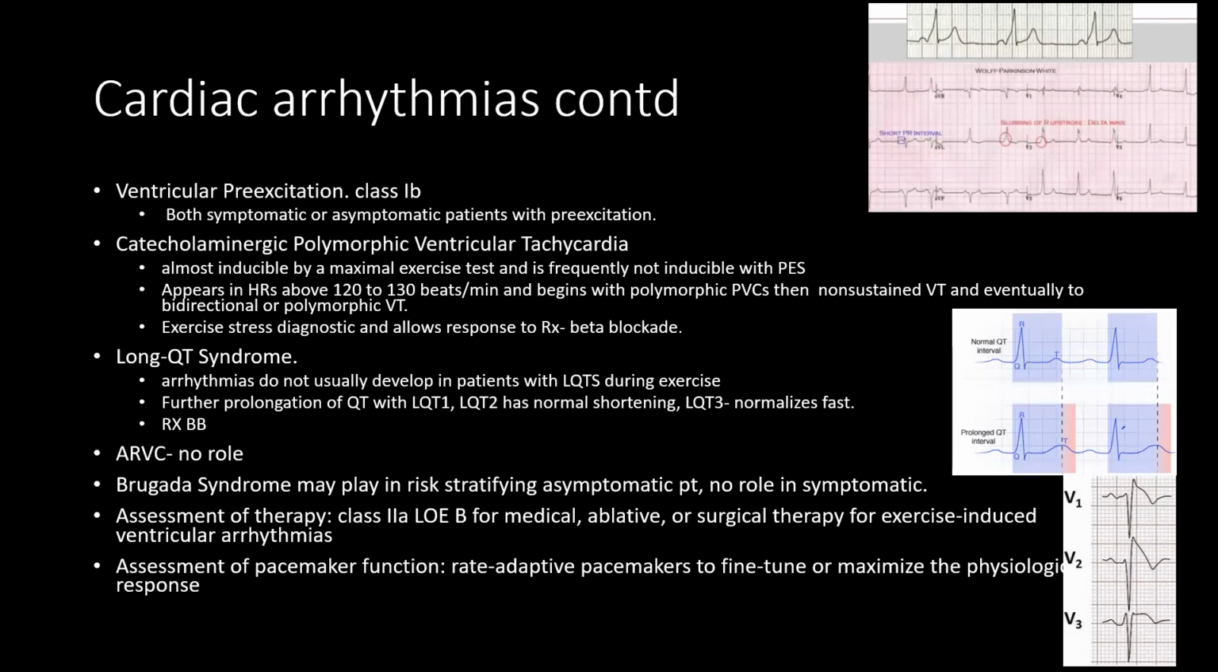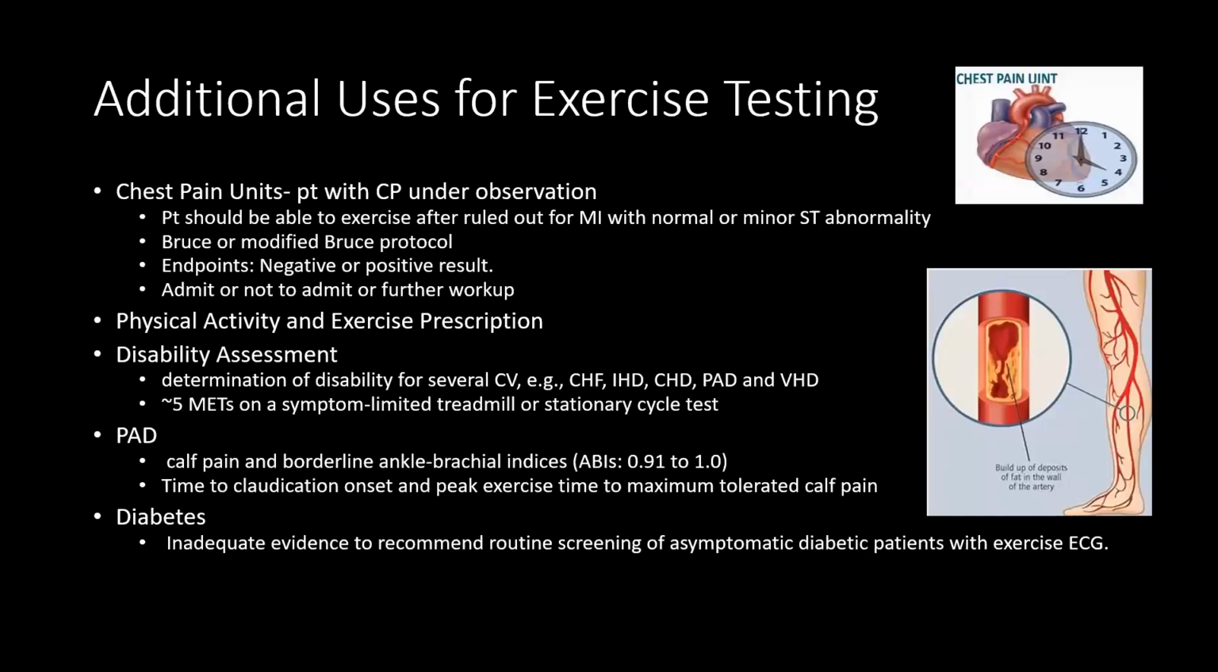For assessment of therapy, it's a class 2 indication for any kind of arrhythmia, whether it's treatment with medical therapy, ablative therapy, or surgical therapy, for exercise-induced ventricular arrhythmias. Also, sometimes we do exercise treadmill testing to assess pacemaker function, especially in those that have a rate adaptive pacemaker, to fine tune it or maximize the physiological response. Additional uses of exercise stress testing are shown here.